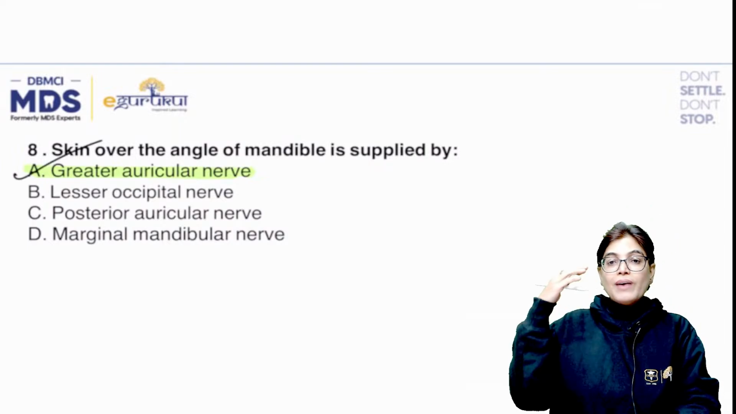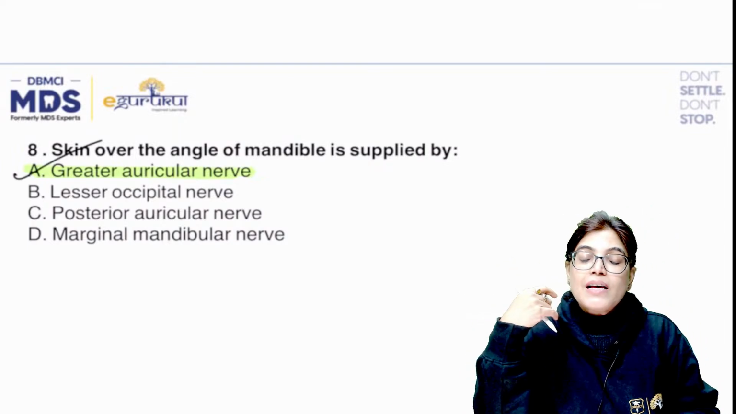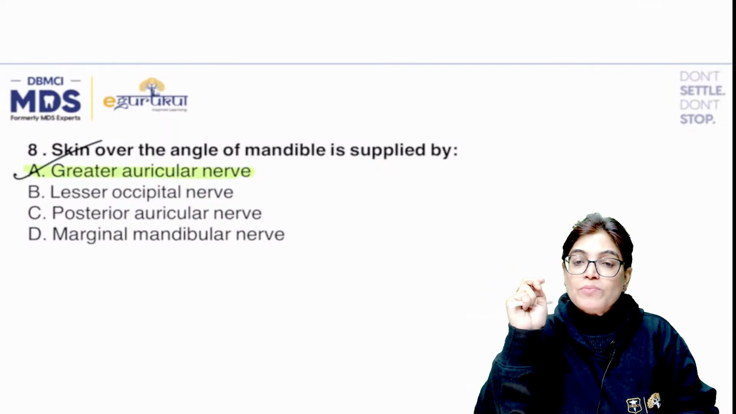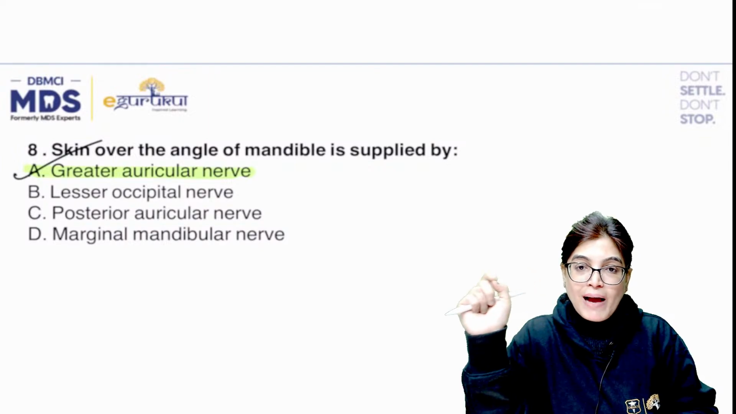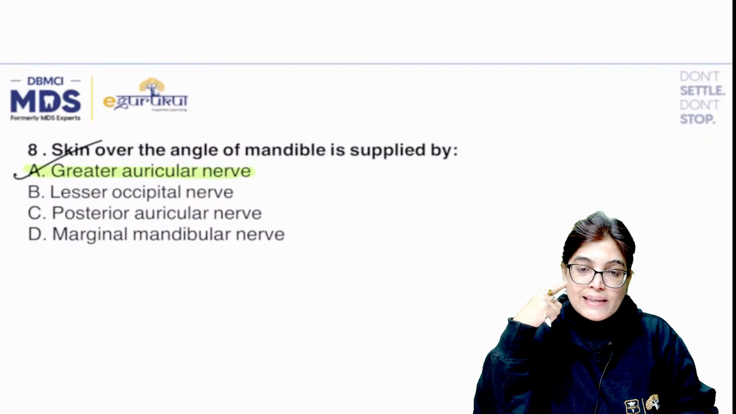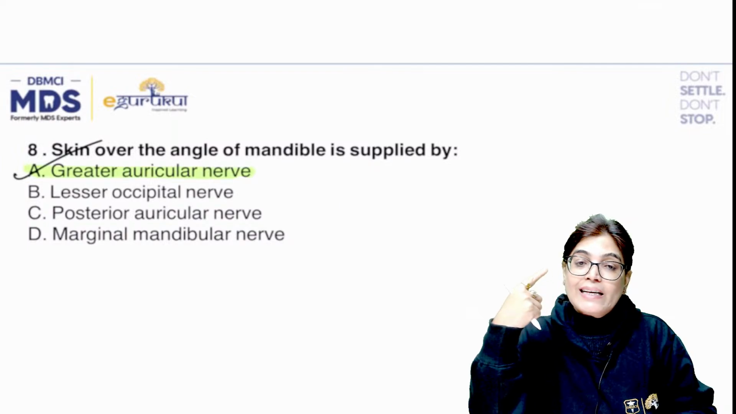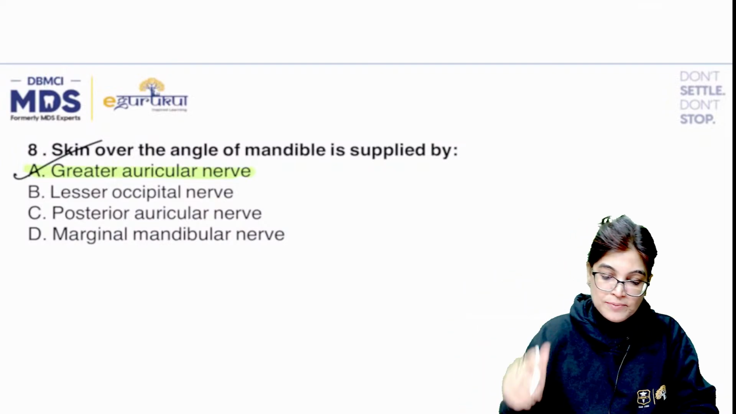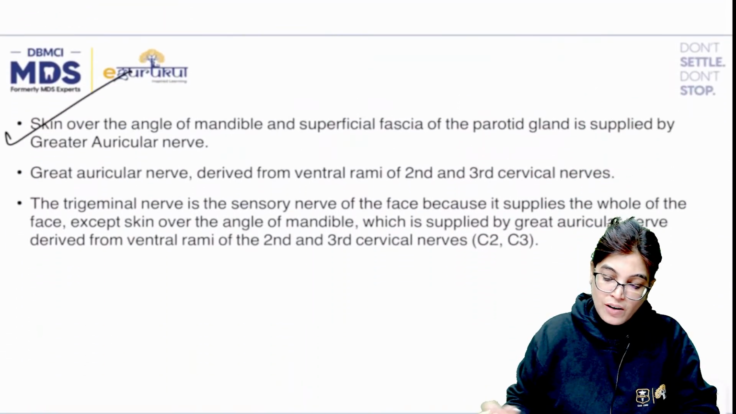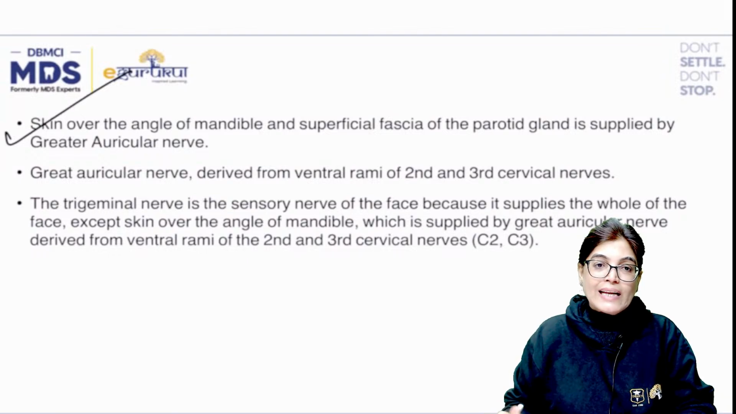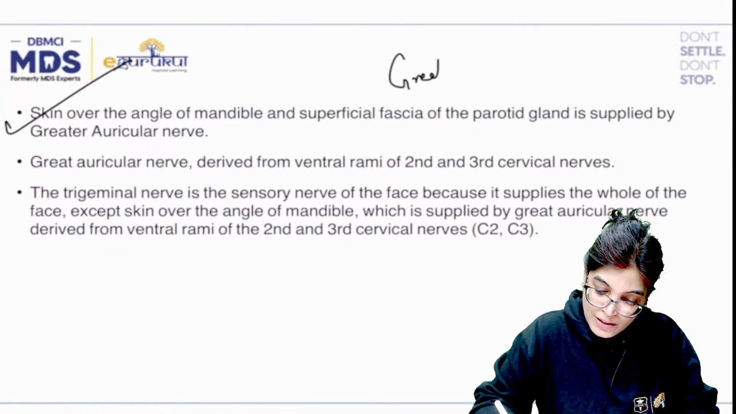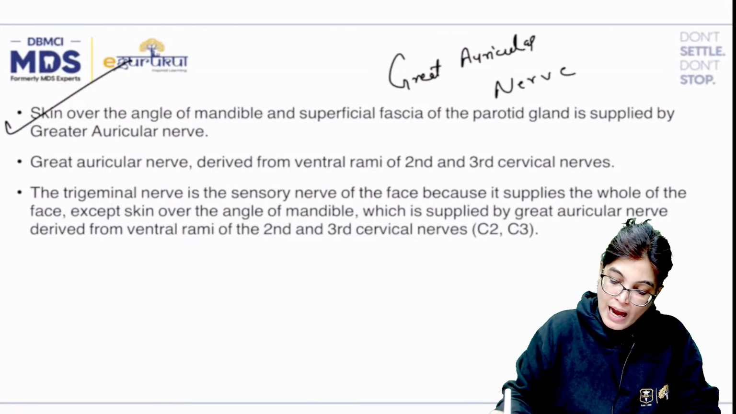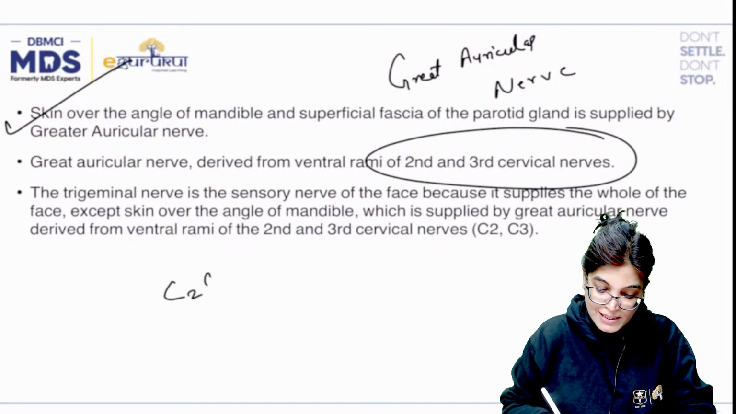If I am talking about the entire face, it is innervated by three divisions of the trigeminal nerve: ophthalmic, maxillary, and mandibular. Only the area anterior to the ear near the angle of mandible is innervated by the great auricular nerve, which has the root value C2 and C3. The skin over the angle of mandible and the superficial fascia of the parotid gland is supplied by the great auricular nerve, a branch of the cervical plexus, with root value C2 and C3.